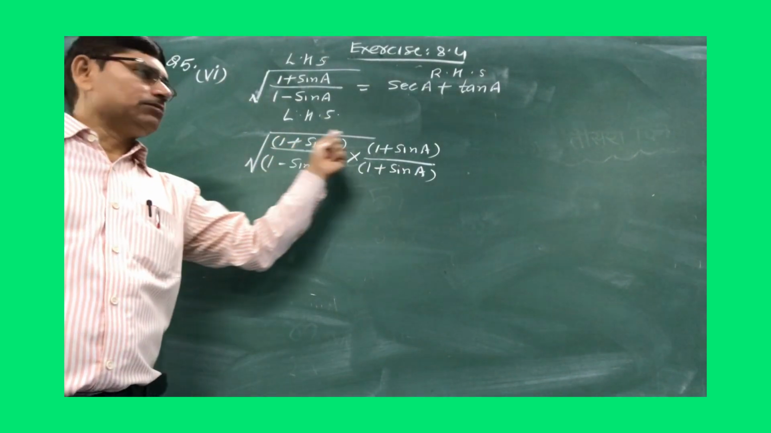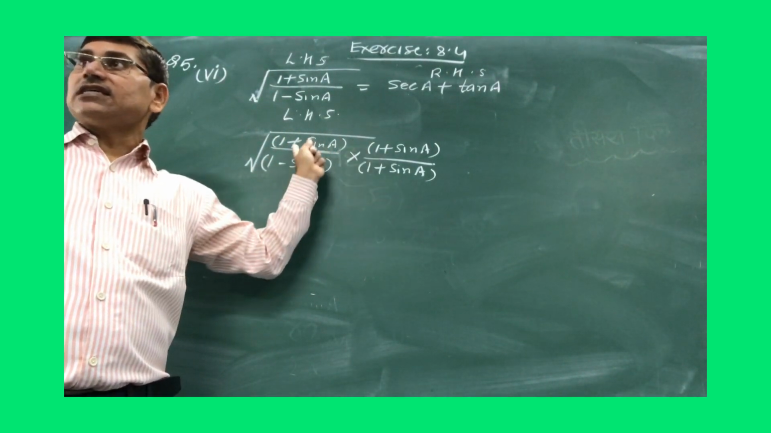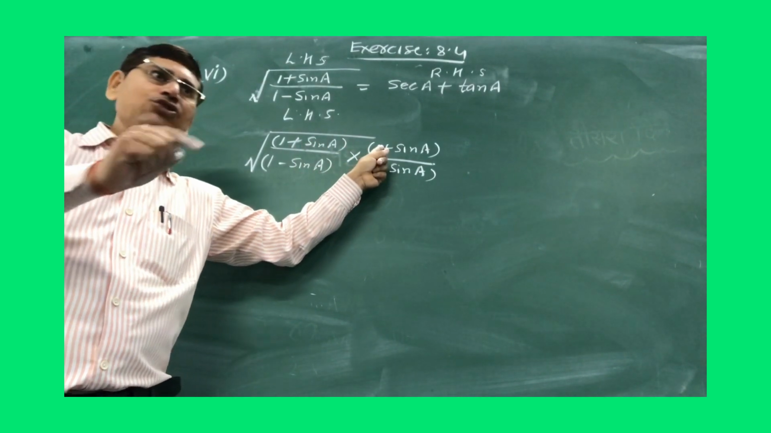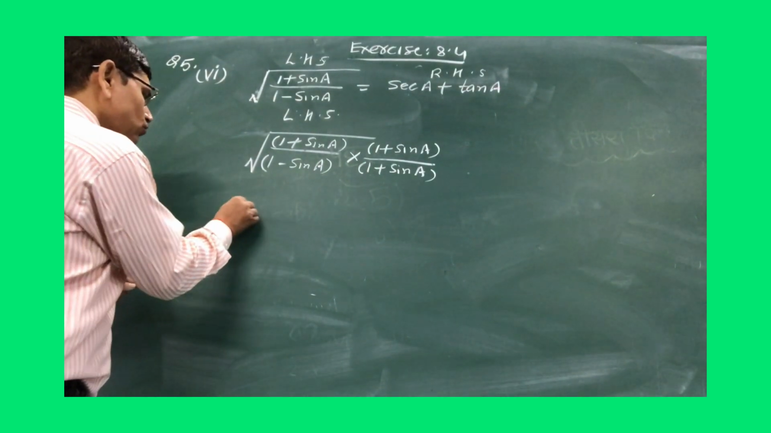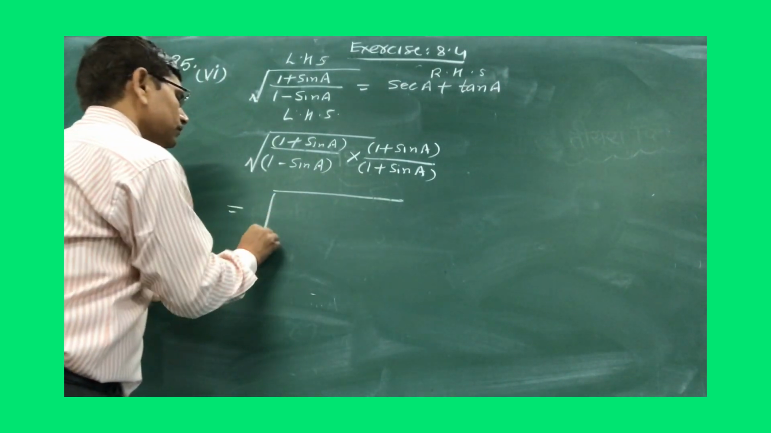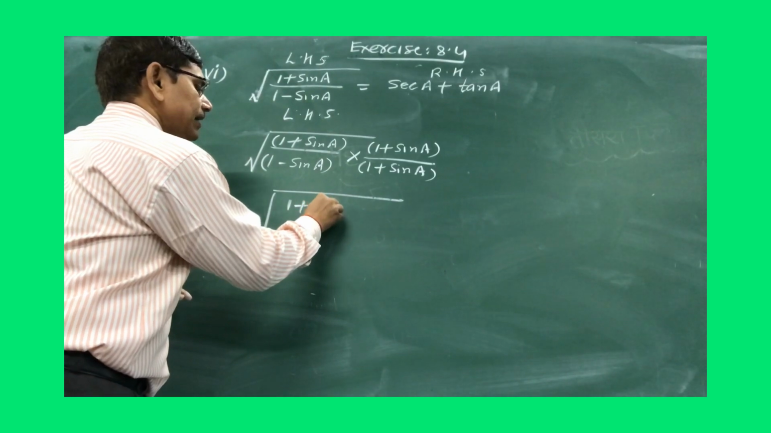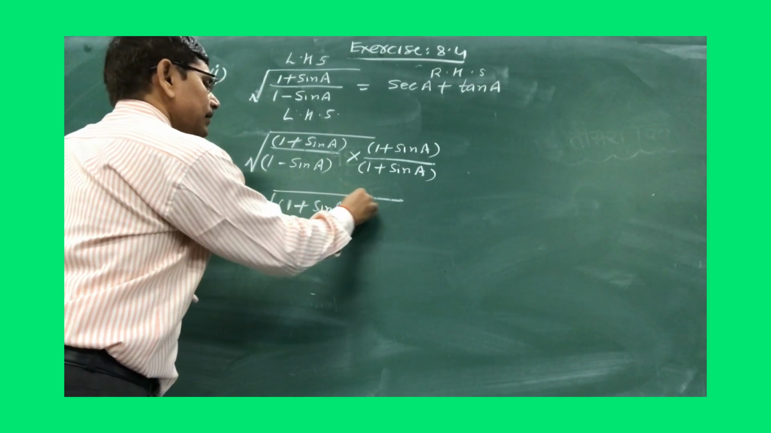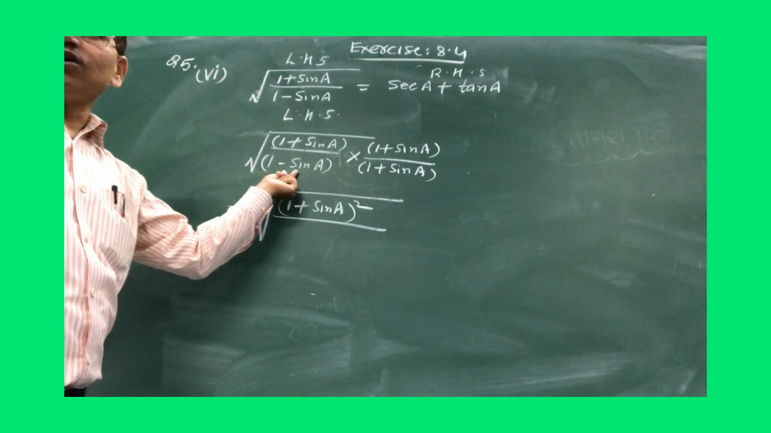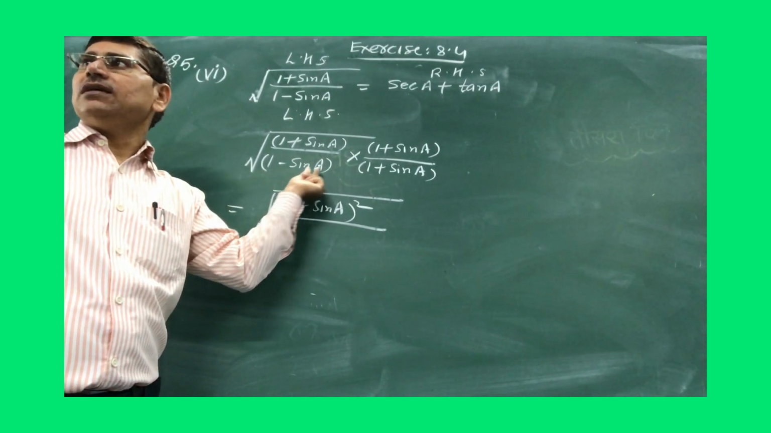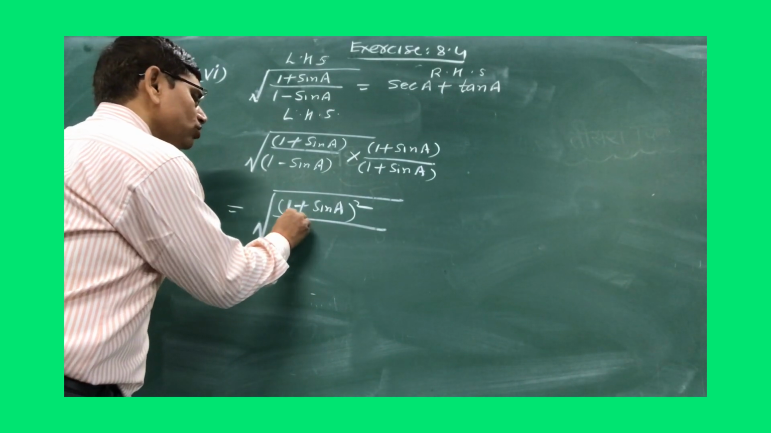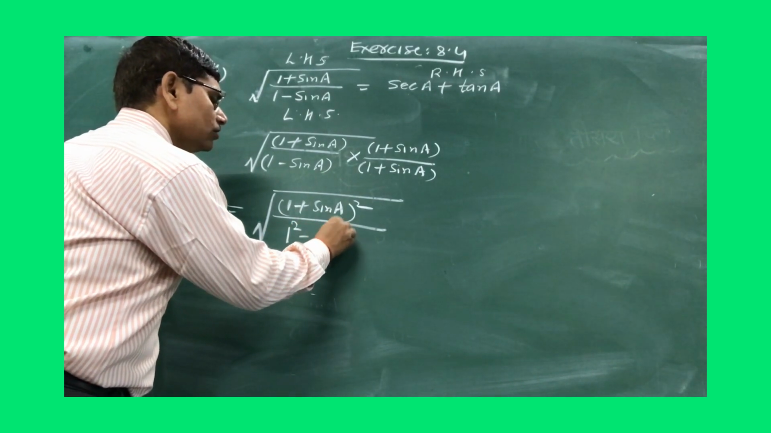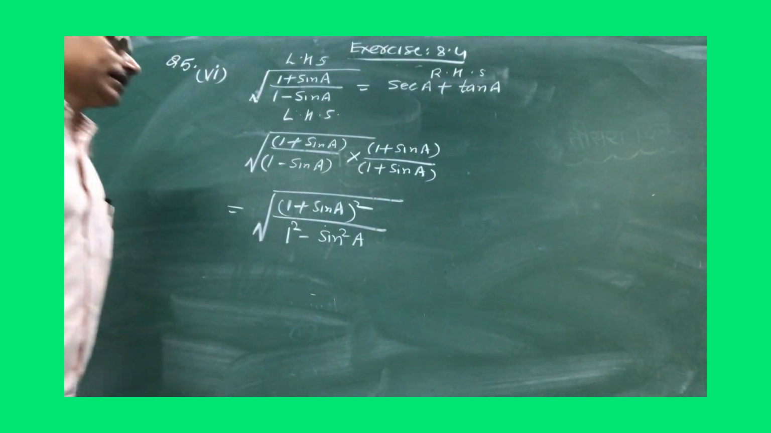After that you can observe in the numerator. This is the same thing. That is x into x is x square. So you will write just into the form under root (1 plus sin A) whole square and divide by. Here you can observe that a minus b and a plus b. So this is a square minus b square. That is 1 square minus sin square A.